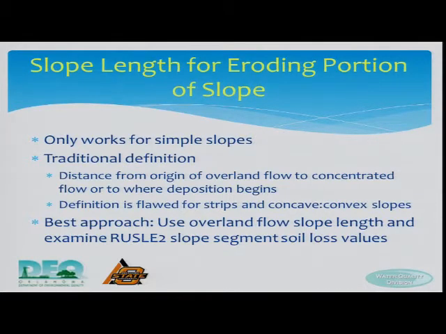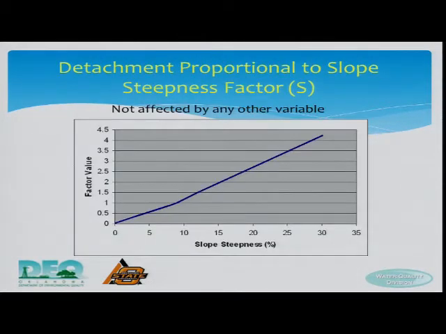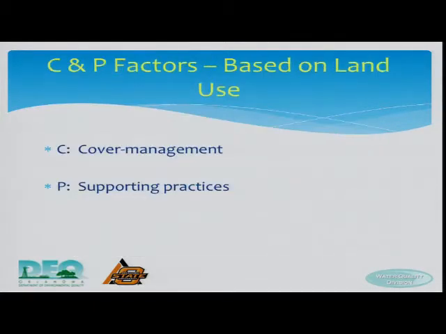And especially when you get to convex and concave type of shape, RUSLE might not be the best thing to use for that type of system. Let's see here, detachment proportional to the slope. So as you have a higher slope here, obviously you're going to get higher detachment as the slope increases, and most of these things are pretty common sense, but all of these things are put into the model.